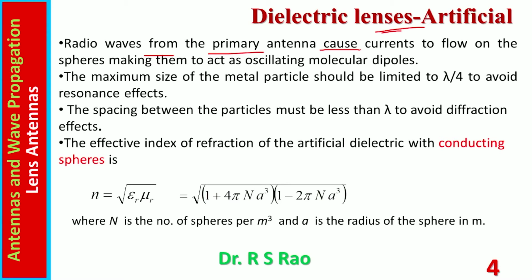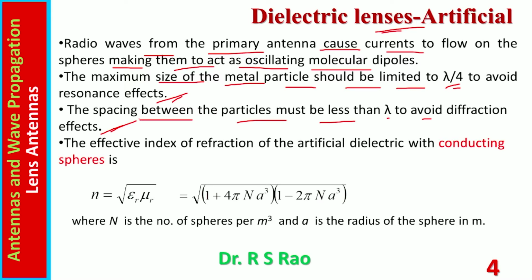Some more points regarding artificial dielectric lenses. Radio waves from the primary antenna cause currents to flow on the spheres, making them act as oscillating molecular dipoles. Maximum size of the metal particle should be limited to lambda by 4 to avoid resonance effects. Spacing between the particles must be less than lambda to avoid diffraction effects. So resonance effects and diffraction effects, these two restrict the size of the metal particle.